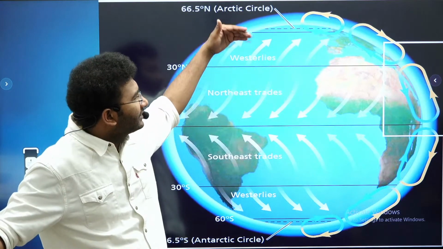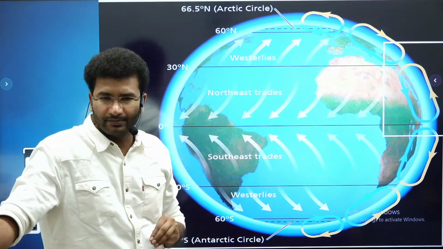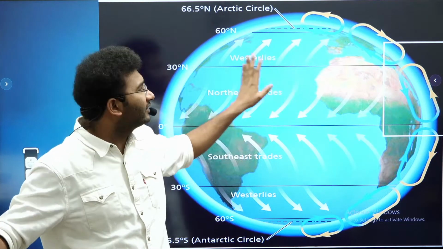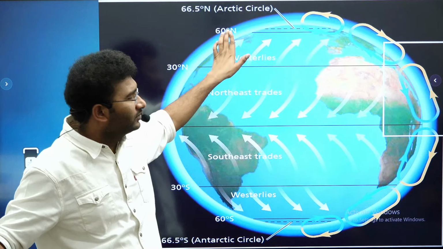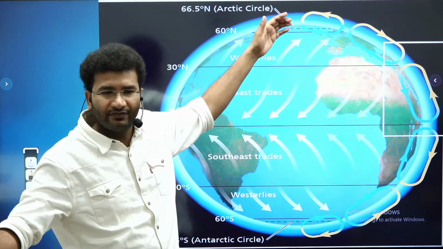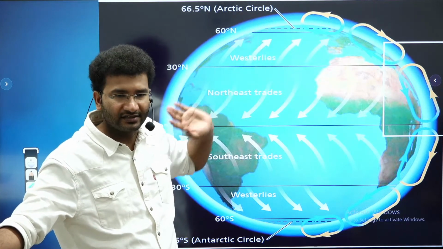And then where are westerlies present? Westerlies are present from the subtropical high pressure belt to the subpolar low pressure belt, which means in the latitudes of 30 to 60. Again, beyond 60, you have winds that are coming from the eastern side. They are again called polar easterlies.